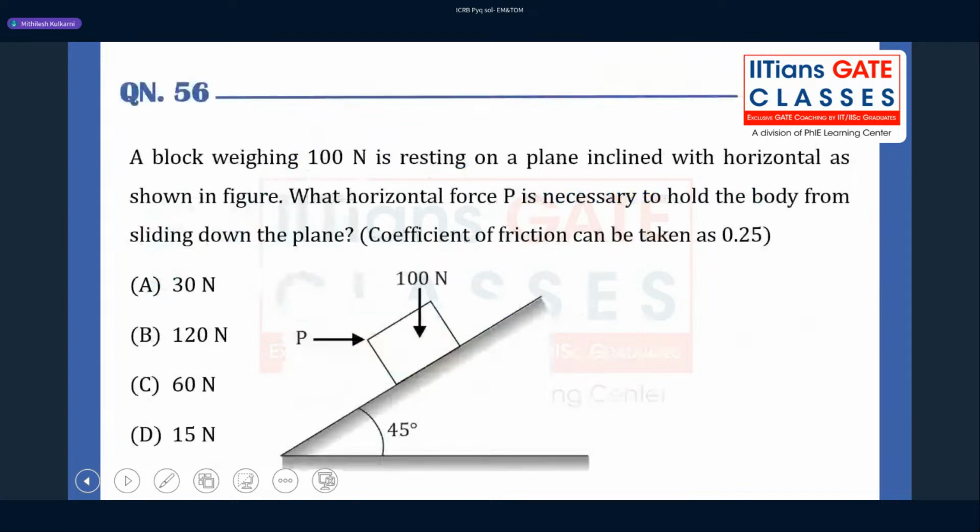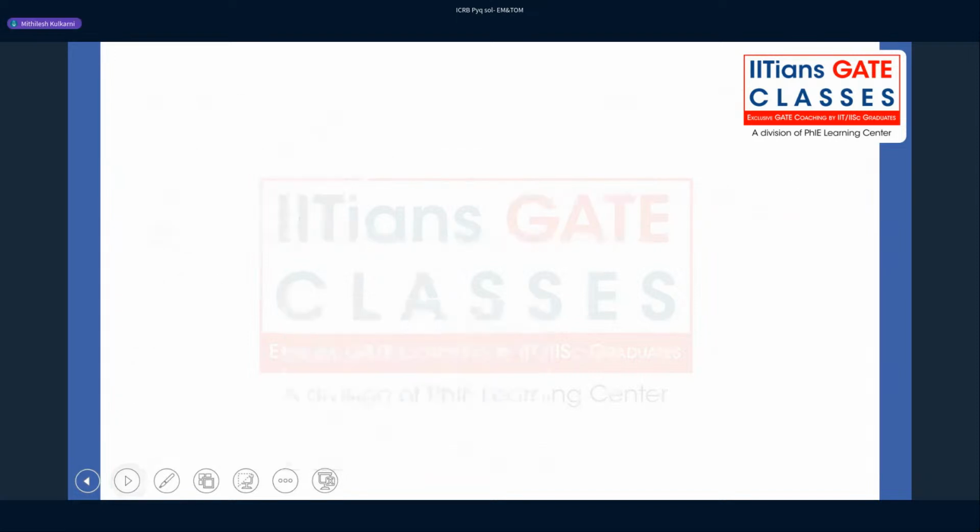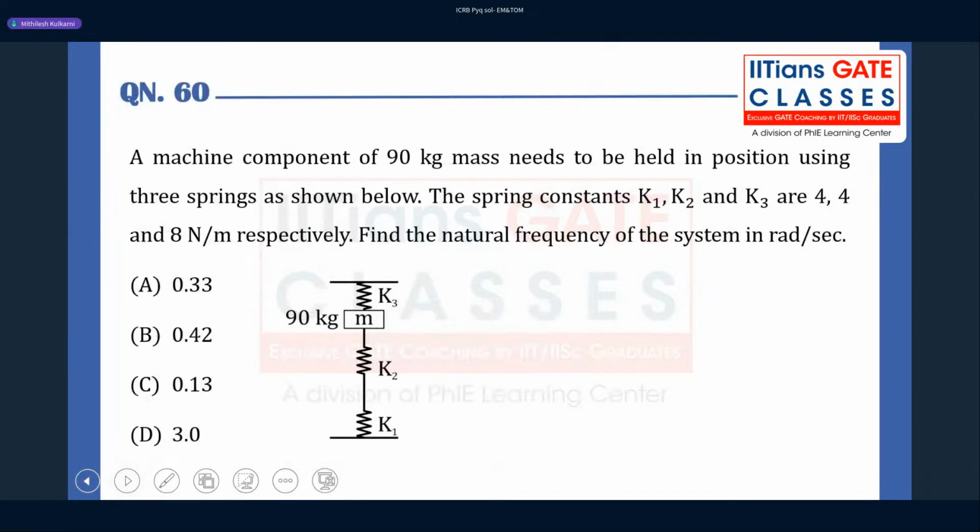Hence, option C is correct in this case. Coming towards the next question. This is from the vibrations.